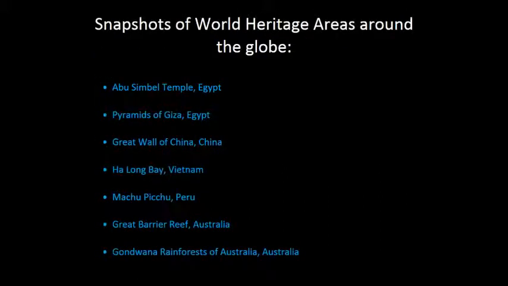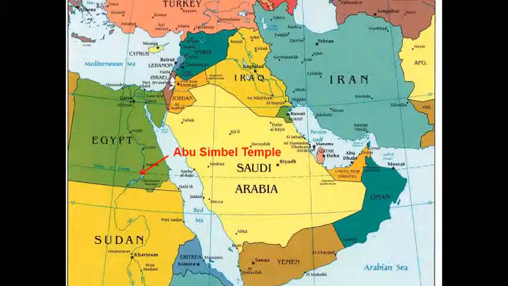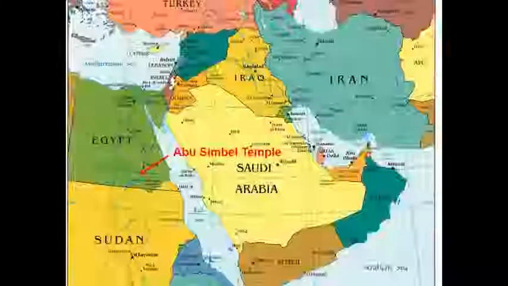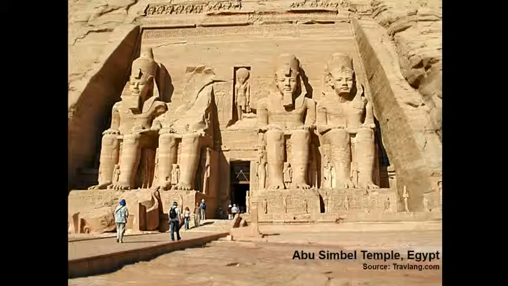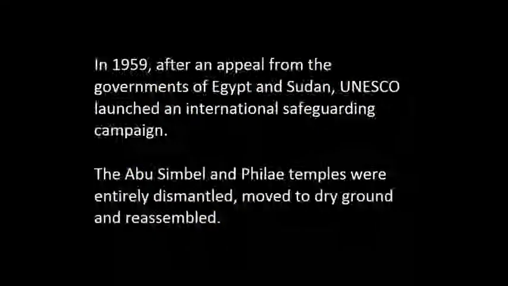I'm going to come back to that and play you a little bit of it, but I'm just going to give you a snapshot of a few World Heritage areas. So the Abu Simbel temples, the pyramids, the Great Wall of China, Vietnam, Machu Picchu, Great Barrier Reef, and Gondwana. So the Abu Simbel temples, located in Egypt. This is the temples, but as you'll see, it's got a really interesting story of what happened to it.